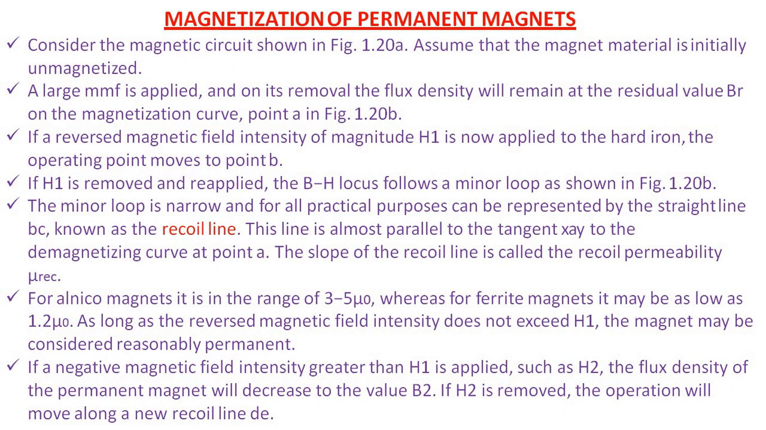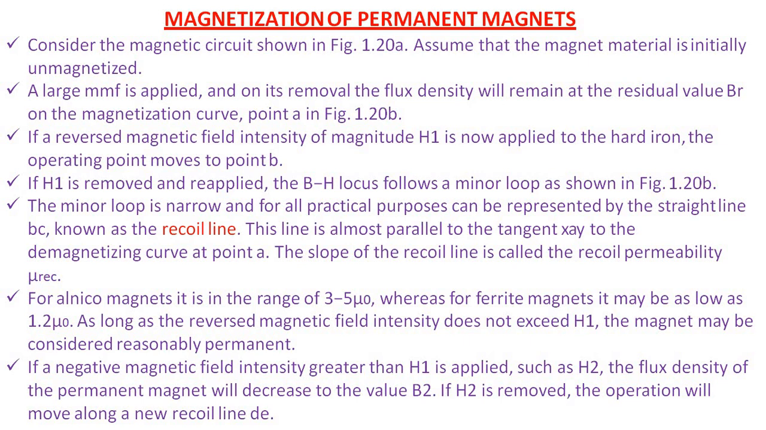Magnetization of permanent magnets. Consider the magnetic circuit shown in the figure. Assume that the magnetic material is initially unmagnetized. A large MMF is applied, and on its removal, the flux density will remain at the residual value Br on the magnetization curve. If a reversed magnetic field intensity of magnitude H1 is now applied to the hard iron, the operating point moves to point B.